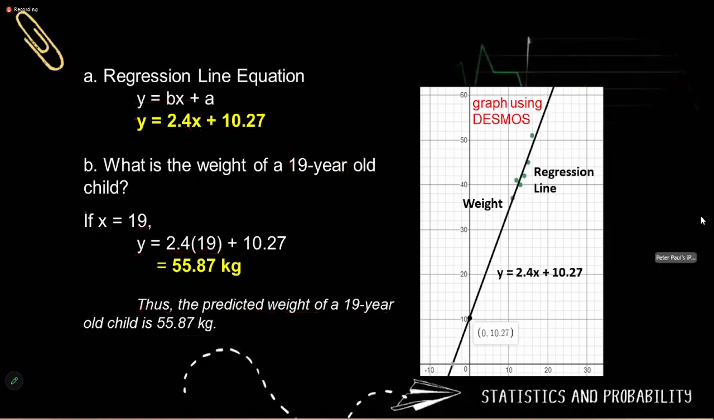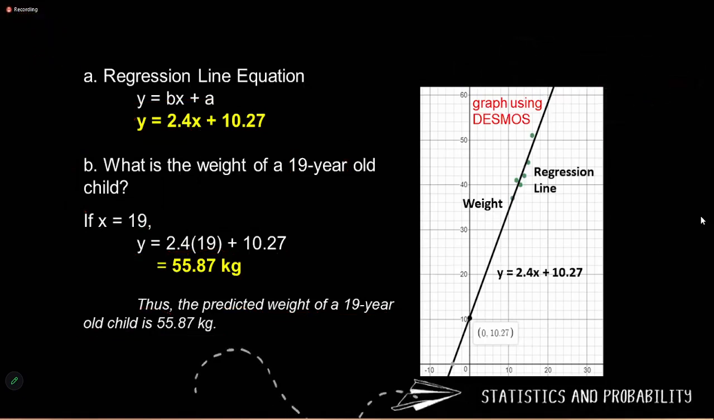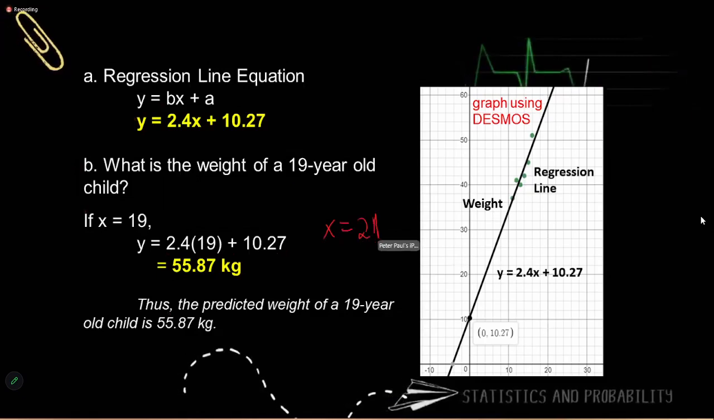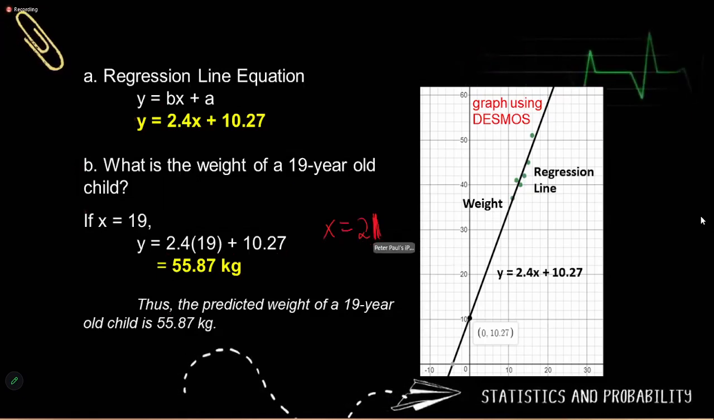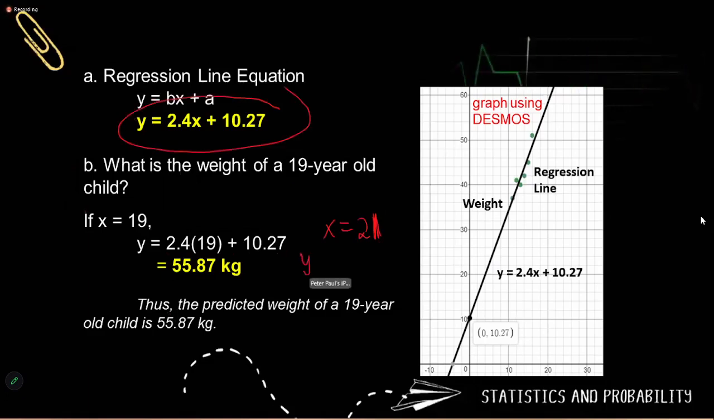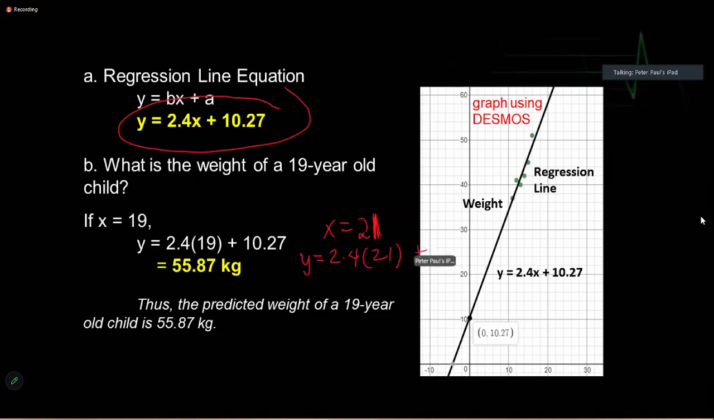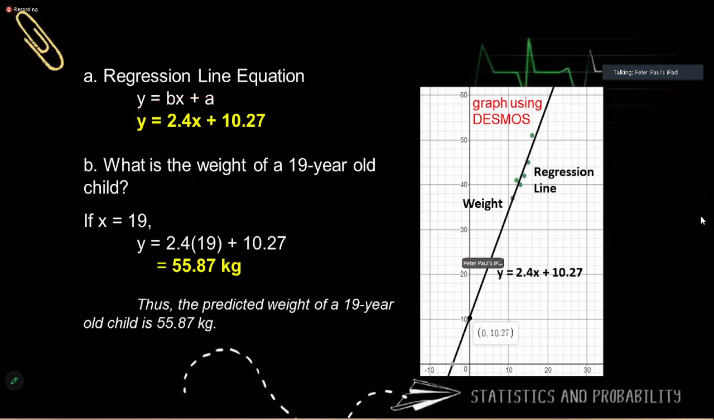Ngayon, bigyan ko kayo ng task. What if 21 years old na si bata? Kahit na hindi na siya bata, matanda na yan. What is the weight of a 21-year-old child as predicted using the regression line equation? So what you're going to do is to use your calculator, use the regression statistics equation. 10.20. Who can give me the answer?